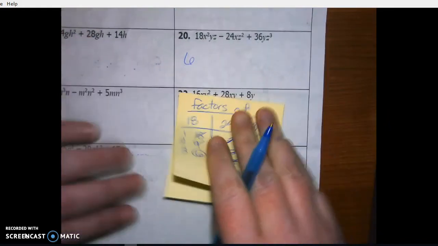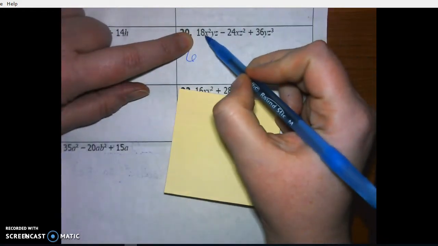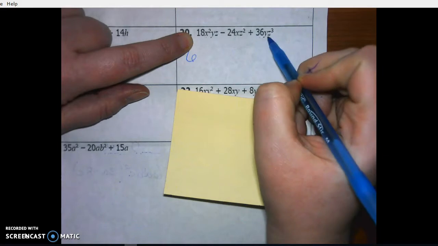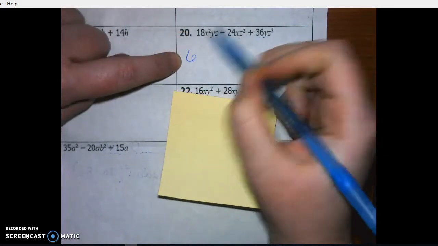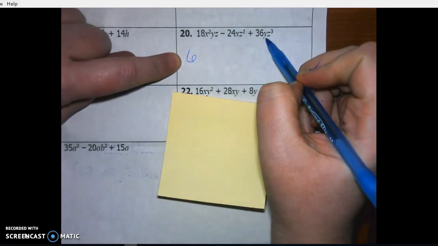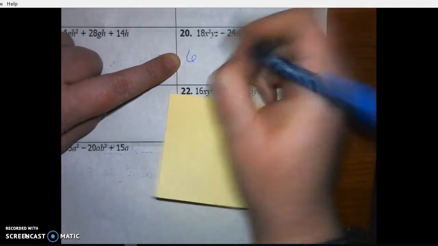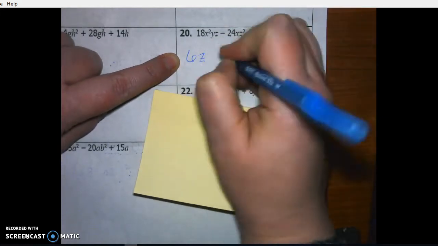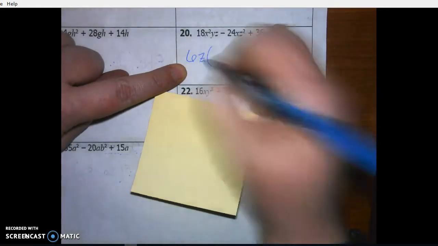Now I can look at my variables. Is x in each of these? No. It's only in these first two, so it doesn't come out here. Is y in each of these? No, it's not. What about z? Is there a z in all of these? Yes, there is. So this is my greatest common factor, 6z.